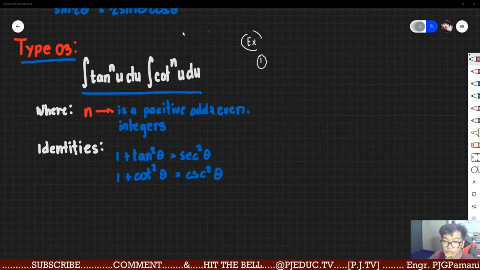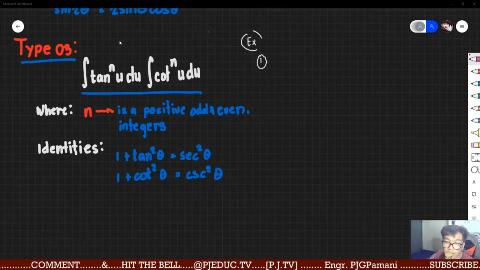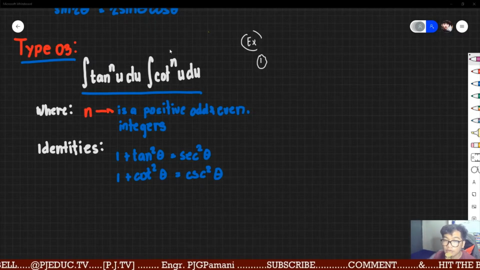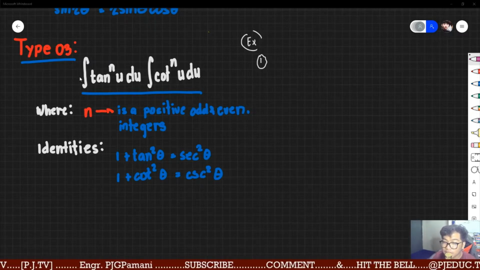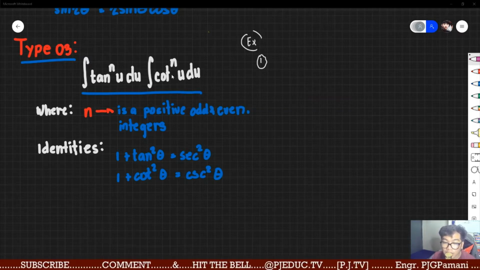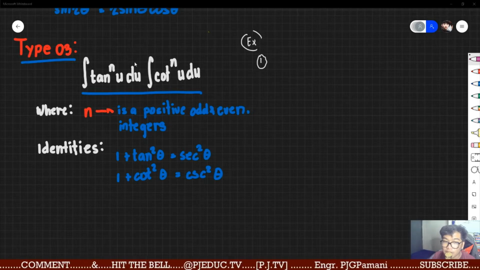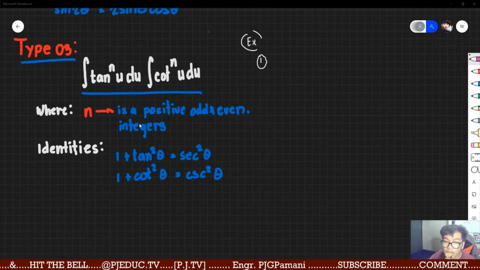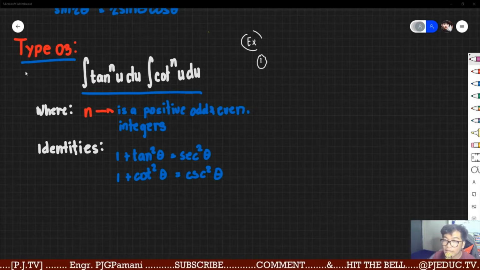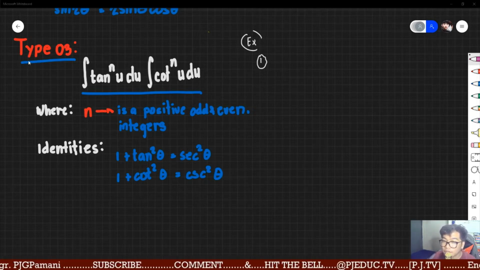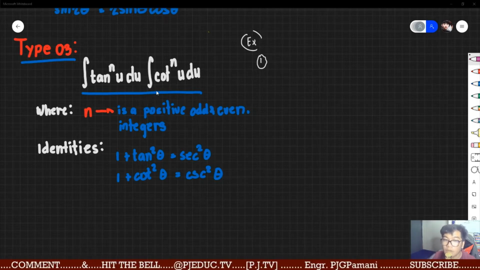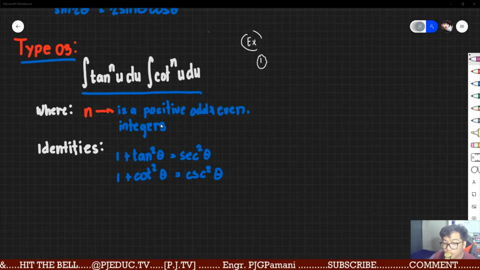So in continuation, this is type 3 of our trigonometric transformation of trigonometric formulas. You are now given type 3, the integral of tangent raised to n of u du and the integral of cotangent raised to n of u du. This time, the exponent n should be equal to a positive odd or even integer. I repeat, in trigonometric formulas under transformation type 3, the exponent n should be a positive odd or even integer.